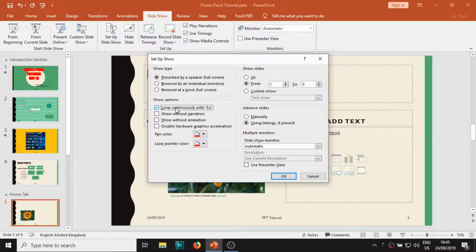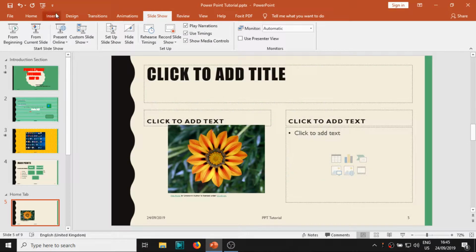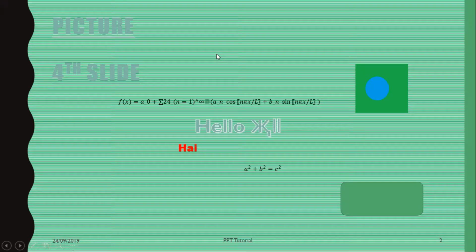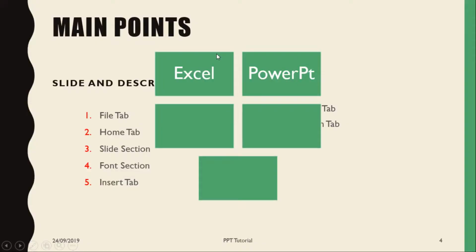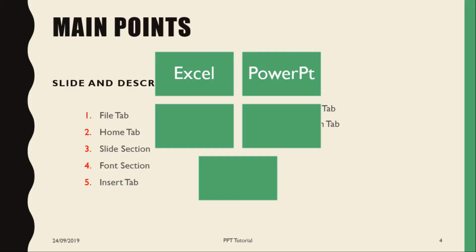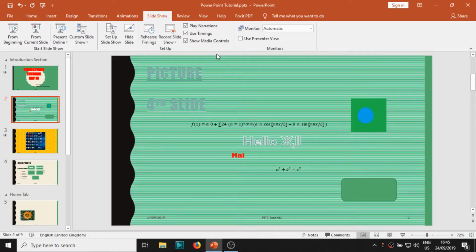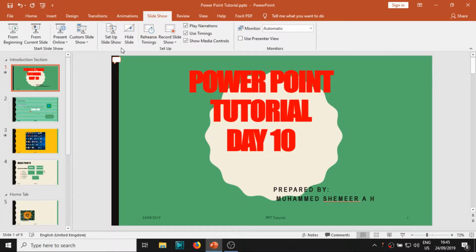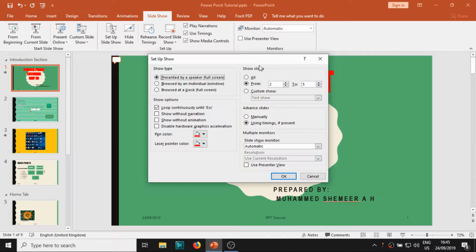Now let us see loop continues until Escape. This is the option where you want to loop the slideshow until you press the Escape button. Let's see that. I press this one. After the 4th slide, it shouldn't come back. It should show the end screen. But you can see here, when I go with this one, it's automatically looping. It's beginning from the first slide that we have chosen for the slideshow.